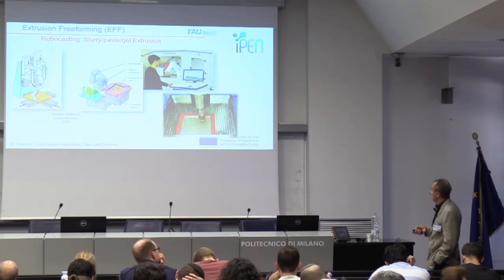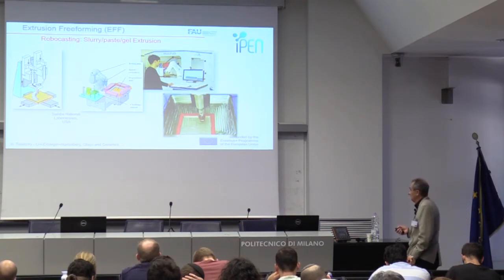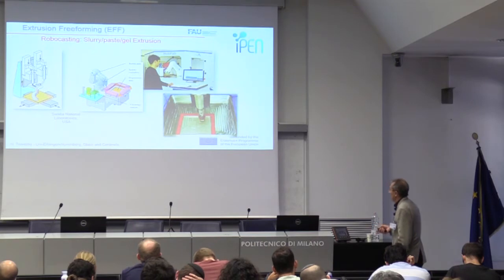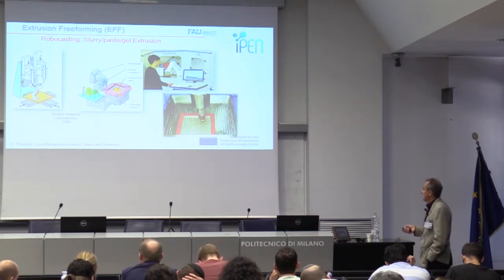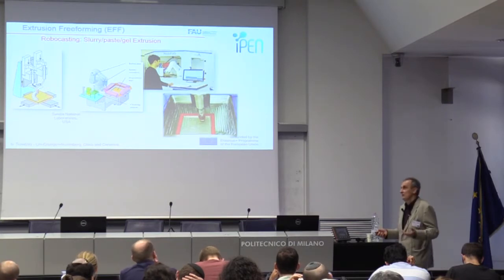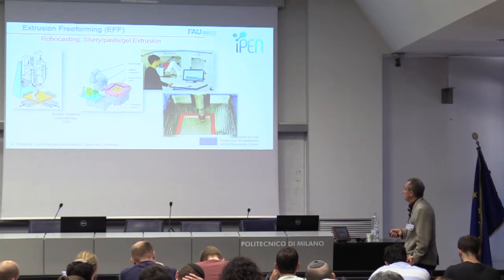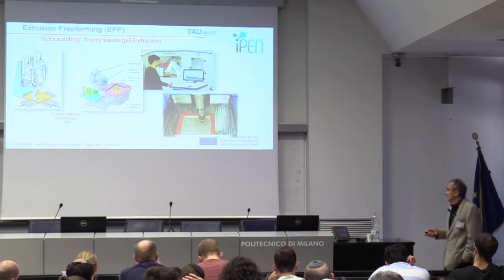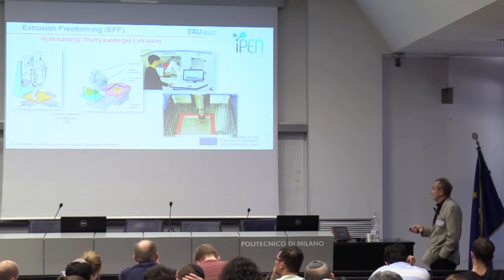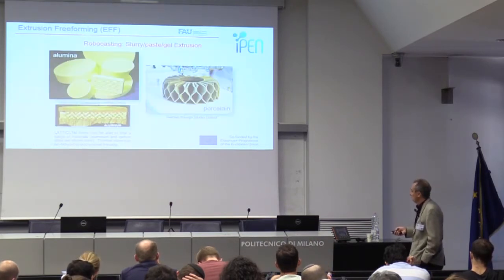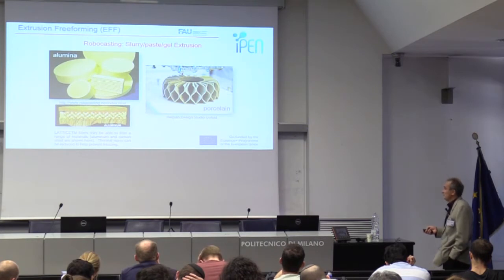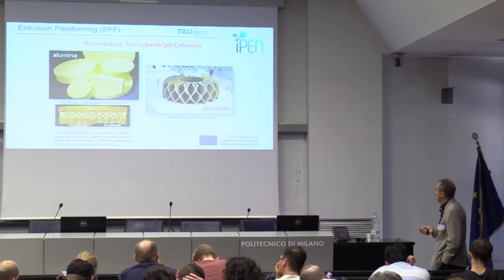Rubber casting. Also, you can see if you come to Erlangen, actually the system which works with slurry as a paste or gel, because it's some kind of really printing. It's kind of inkjet printing, and there are projects or results or samples which were made with this paste and gel extrusion.